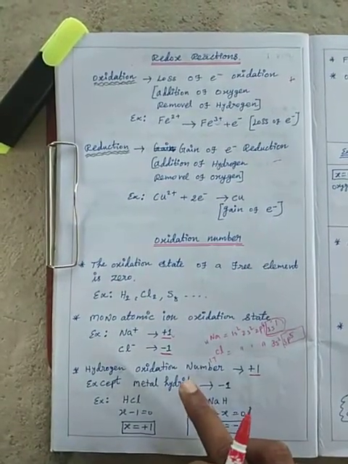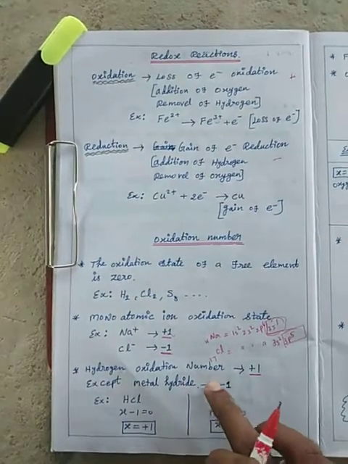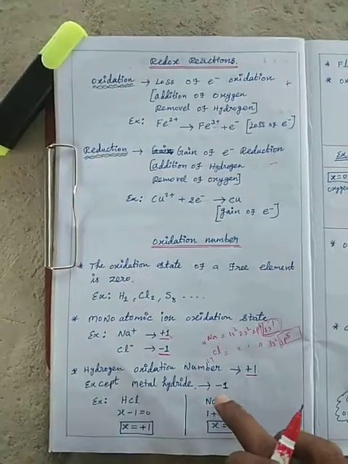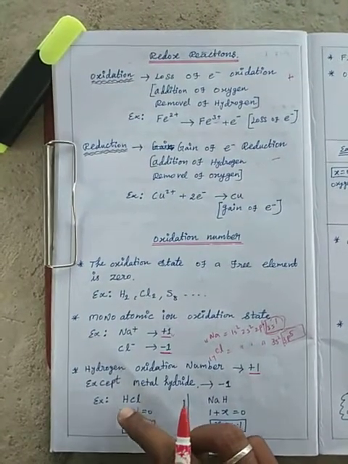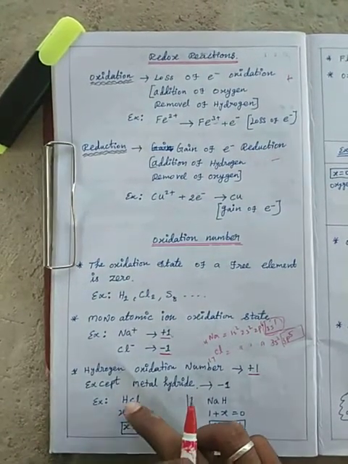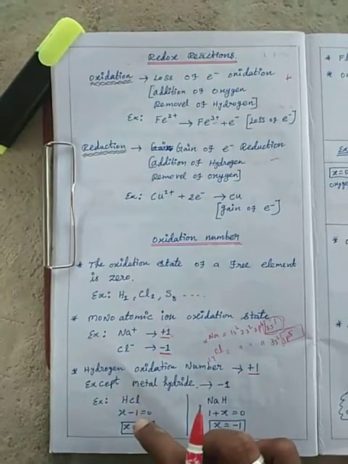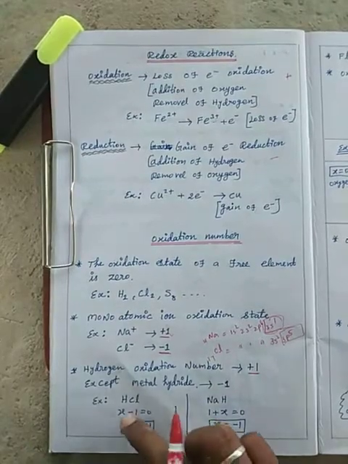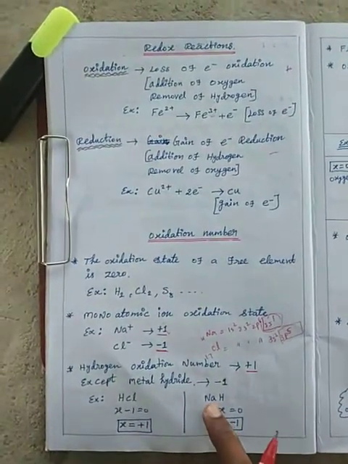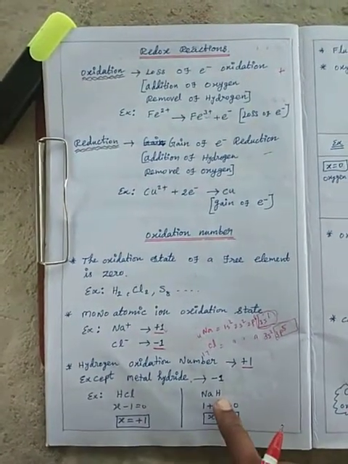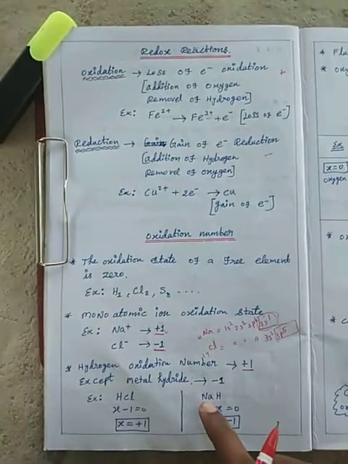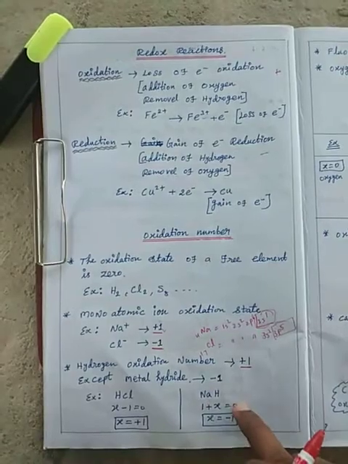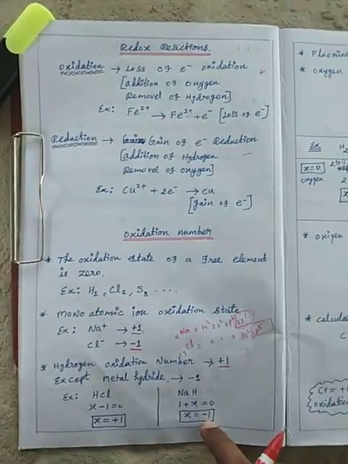How is the oxidation state of hydrogen calculated? The hydrogen oxidation number is +1, except in metal hydrides. For example, in hydrogen chloride, H is X and chlorine is already -1, so moving it to the right-hand side, hydrogen is +1. For a metal hydride such as sodium hydride, sodium is +1 and hydrogen is X, so moving 1 to the right-hand side, hydrogen is -1.